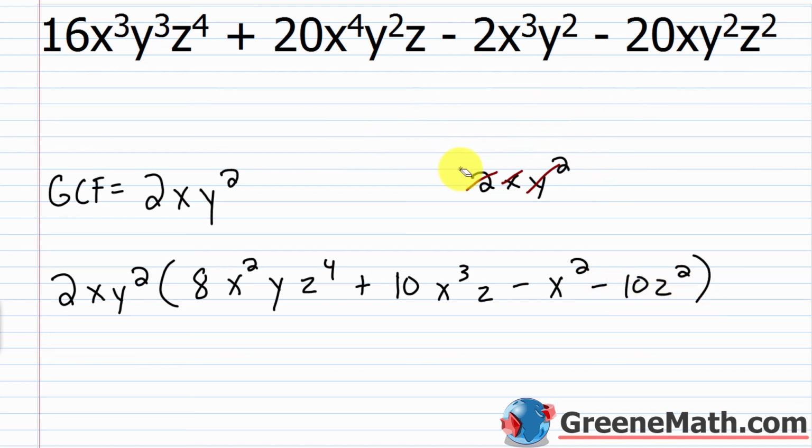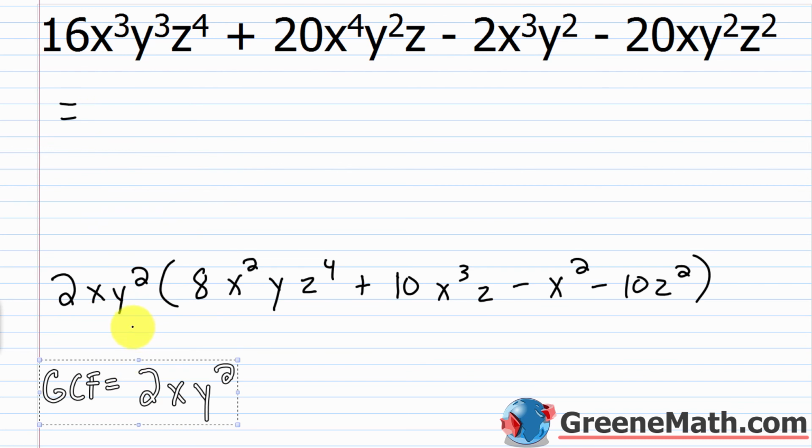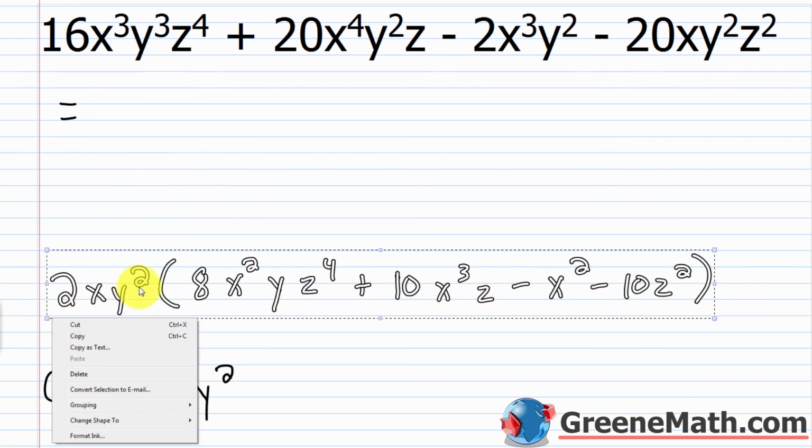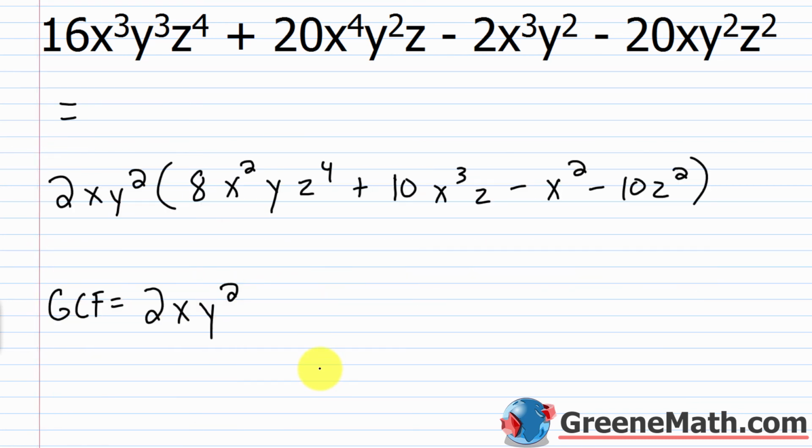So let's erase this here. And let me kind of put equals. And let me move this down over here. And I'll move this up. Okay, so we've written this as 2xy squared times the quantity, 8x squared y z to the fourth, plus 10x cubed z minus x squared minus 10z squared.